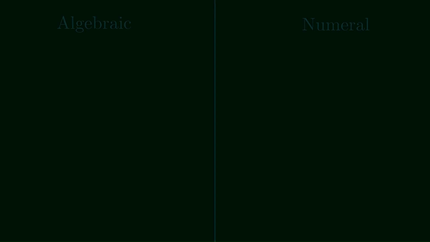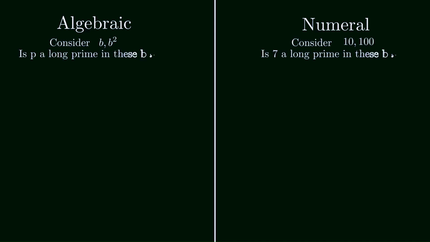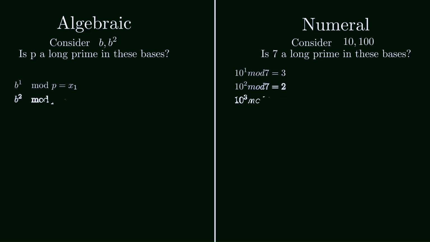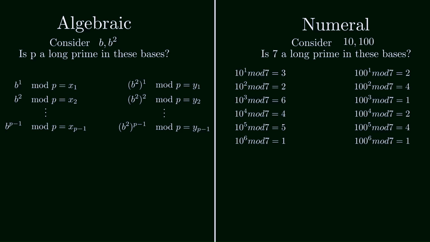Let's come back to our primitive root test and consider two different bases, b and b squared. I will explain more on the numeral side, but there is also the algebraic version of the demonstration on the left. So in here, we have 10 and 10 squared, which is 100, and we are testing for whether the number 7 is the long prime in these bases. Going through our primitive root test, we can see that 10 qualifies, but 100 doesn't. Instead, 100 seems to go through the same remainders twice.